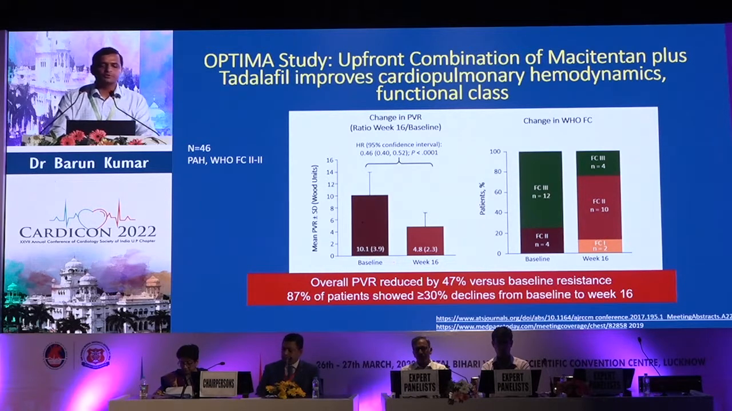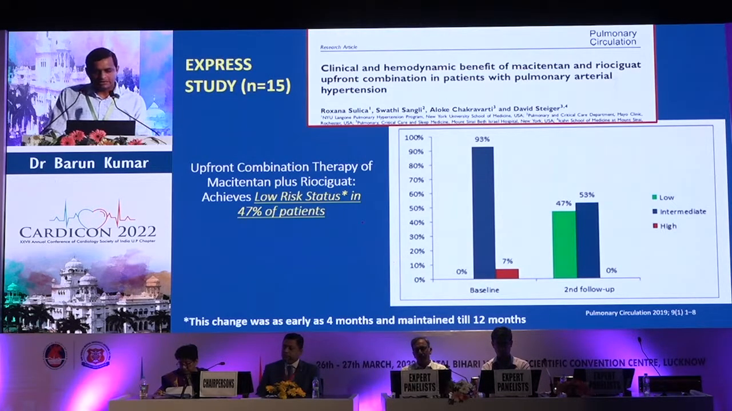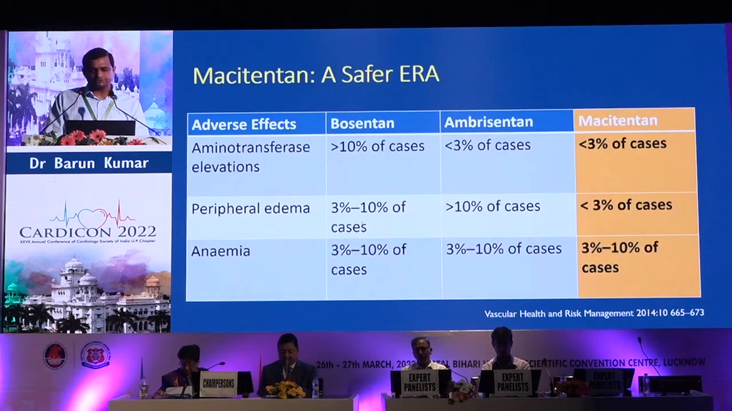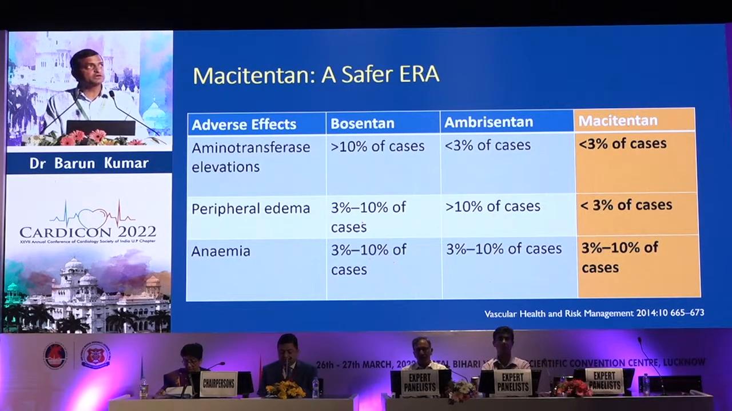There is another study, the OPTIMA study, which studied the upfront combination of macitentan plus tadalafil, and it showed that it improves cardiovascular hemodynamics and function class. PVR decreases over the 16 weeks of treatment, and the function class also improves. The EXPRESS study showed the benefits of macitentan with riociguat, and when it was started upfront, it achieved low risk status in 47% of patients. Macitentan is a safer endothelin receptor antagonist compared with bosentan and ambrisentan, as aminotransferase elevation, peripheral edema, and anemia are less compared to bosentan and ambrisentan.